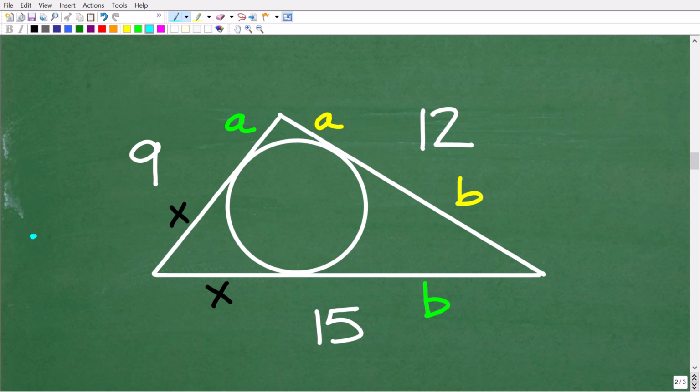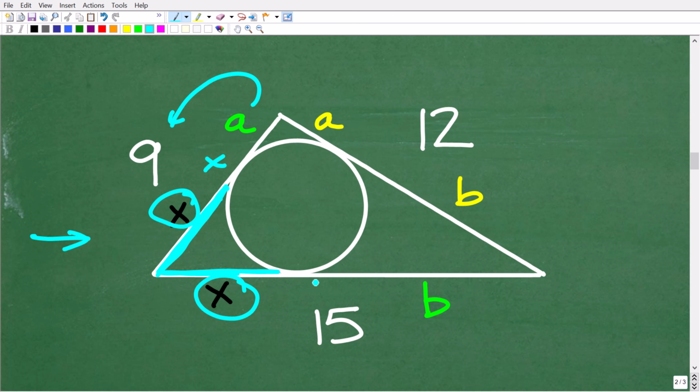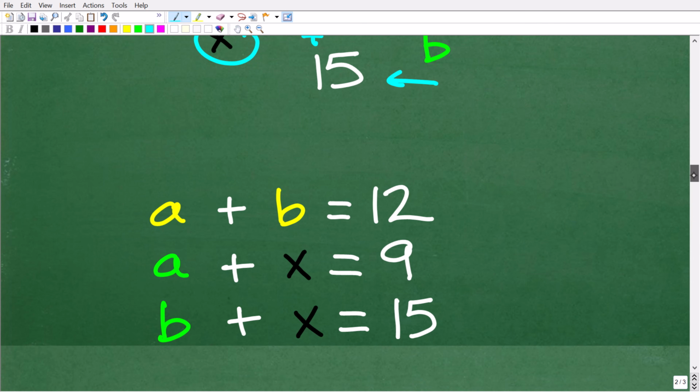Okay, so what we can do here is look at this distance right here. We don't know what this is, so we'll assign a variable like x to it. But we do know that whatever this length is, it's the same here. So this is x as well. Now this is going to make this very interesting because we can build new equations, because x plus A is going to be equal to 9, and x plus B is going to be equal to 15. So you might be saying, well, how is this going to help us? Well, we've got to write these equations down first, and then we'll think about the algebra second.